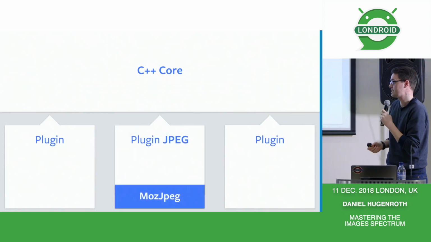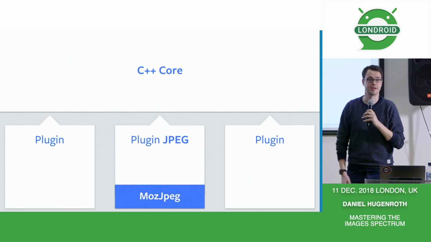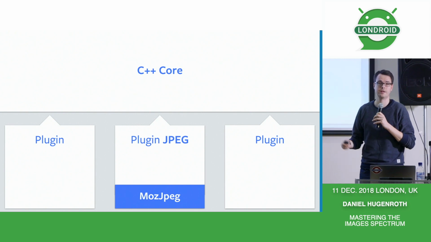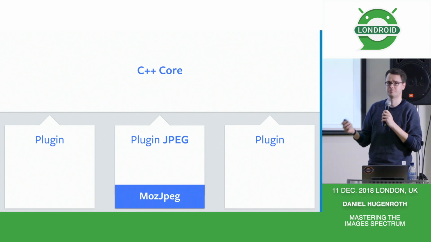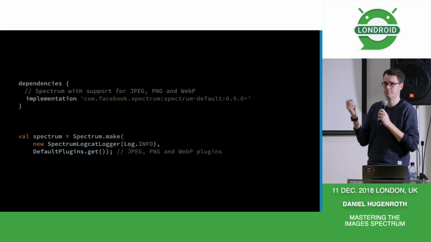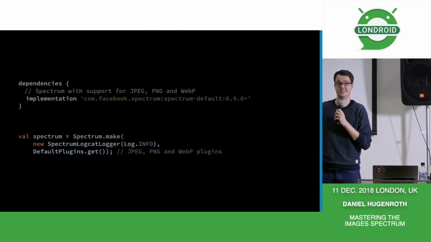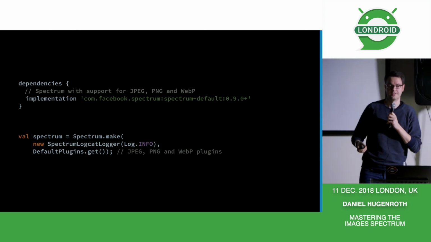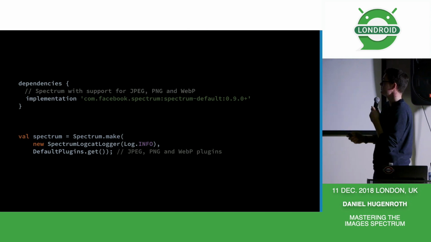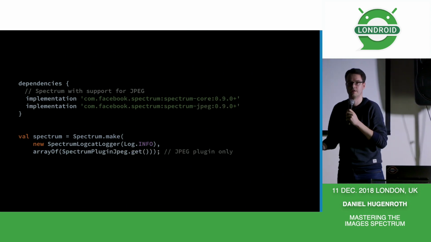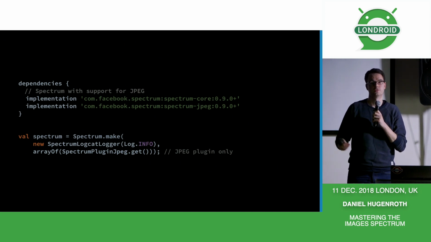What the C++ core does is base itself on plugins. We already mentioned there's one for JPEG that is based on Mozilla JPEG. You could create many more plugins for different image formats. And that also is the reason why it's very modular. If we go back to our Gradle file from the beginning, if you, for instance, decide I don't need WebP support and I can save myself the native code for shipping libWebP, what you could just do is say, I just depend on the core and JPEG. And that's a very easy way how you can reduce APK size.